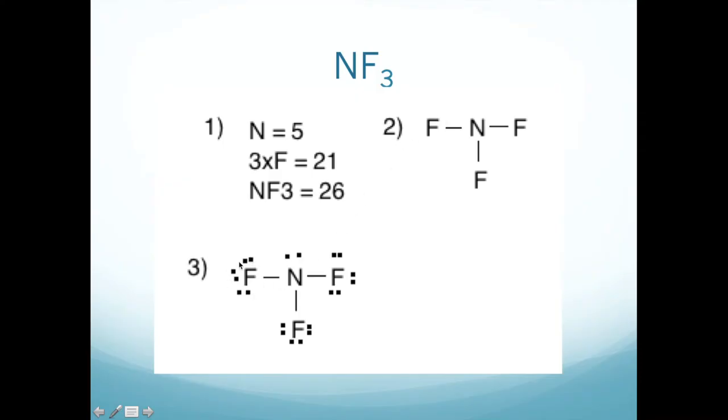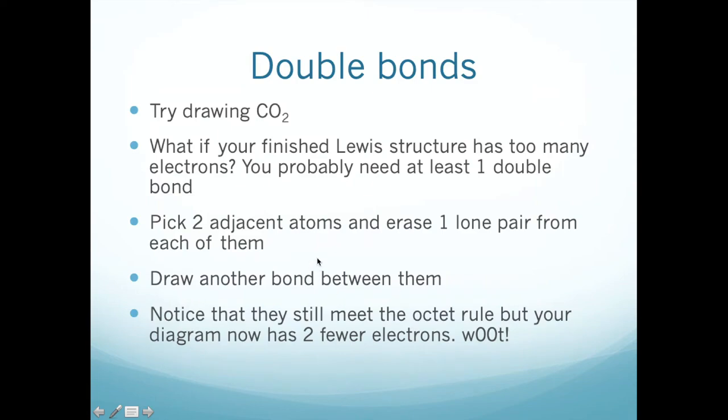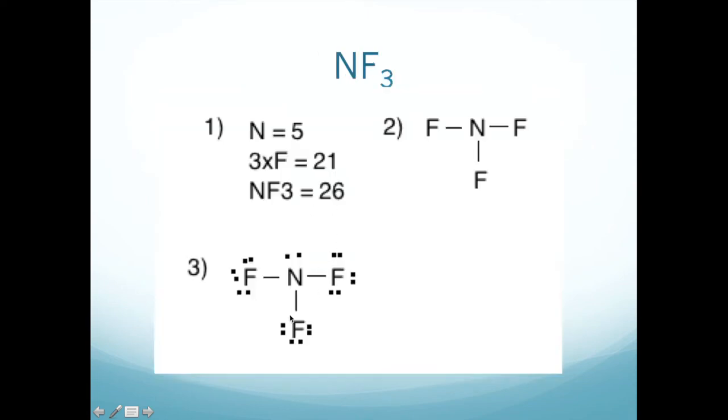Please don't mind my great MS Paint skills here. But 2, 4, 6, 8. That fluorine has 8 electrons around it. So it's happy. It's meeting the octet rule. Likewise, you can do that for all the fluorines. Give this fluorine 3 lone pairs. 2, 4, 6, 8. That's 8 electrons around that fluorine. So that's happy. Same with this one. 2, 4, 6, 8. That fluorine has 8 electrons, so it's happy.